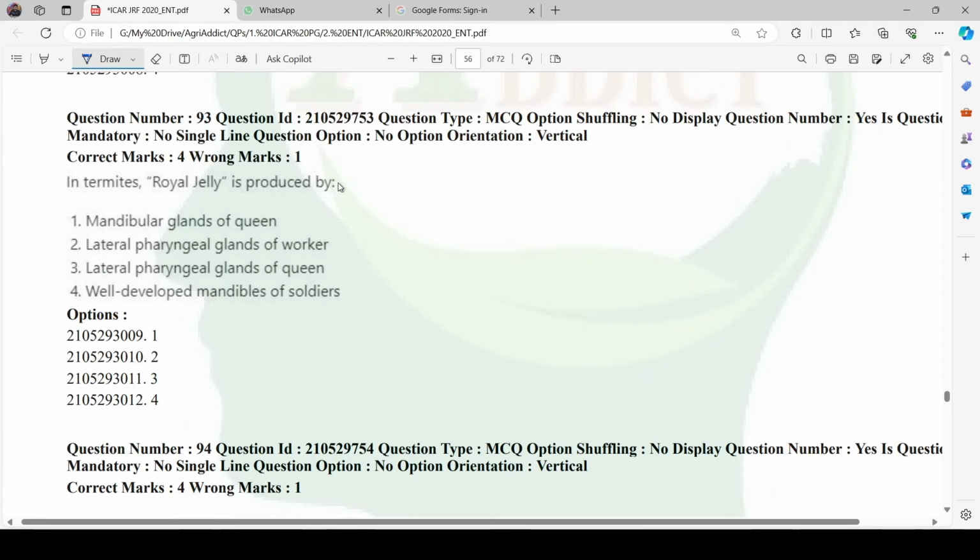In termites, royal jelly is produced by. This question is wrong. Royal jelly is produced in honeybees, not in termites. So I think this is a bonus question for all. But if this is honeybee, then the answer is lateral pharyngeal glands of the workers, not the queen. Okay, royal jelly is produced by workers. This lateral pharyngeal gland is also known as hypopharyngeal gland.